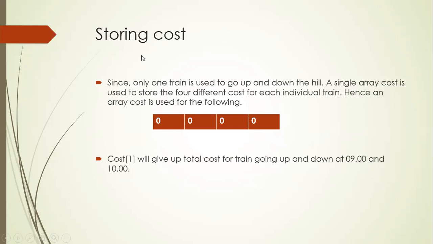Now for storing costs, we are using only one single array. One single array is used to store the 4 different costs for each individual train. Hence, an array cost is used for the following. So if I look at the first index, it's going to give me the total cost for going up and down. Now you may use 2 different cost variables. Later on, you'll need to sum up the indices. Let's say you're going to keep the cost separately in an array cost underscore up. So the first index for cost underscore up will be the cost for going up the mountain at 9 a.m. And cost underscore down index 1 will be for that at 10 a.m.